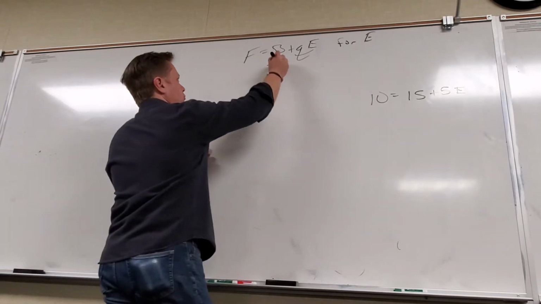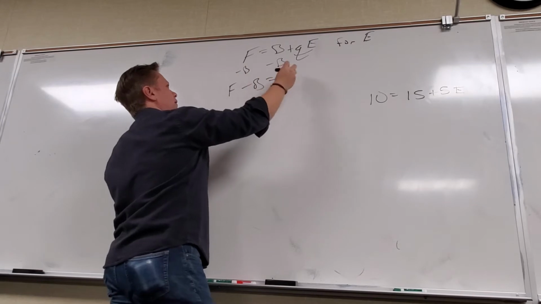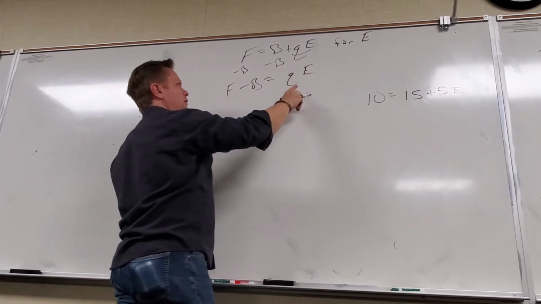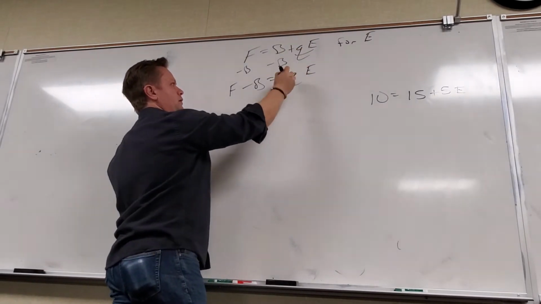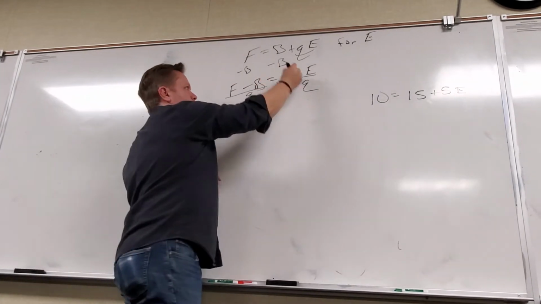Because what do I get when I subtract B? F minus B. And what's the last step going to be? So you get E by itself. Divide by Q.